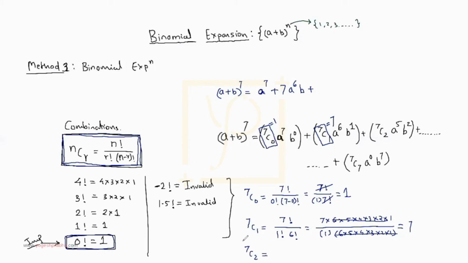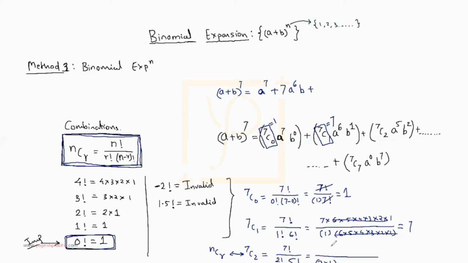7C2. Okay. For 7C2, you will use the combination formula, which is NCR. If you compare this with NCR, N right now is 7 and R is 2. So you'll get this as 7 factorial over R factorial, which is 2 factorial, and 7 minus 2 is going to be 5 factorial. So let us solve this. Do you know 2 factorial is 2 into 1?